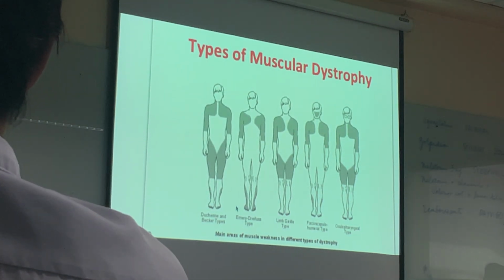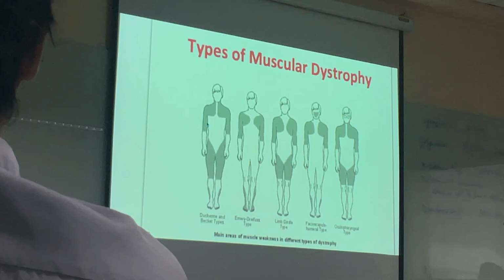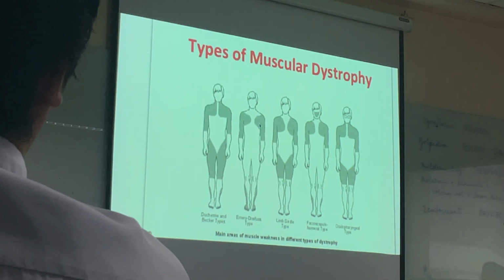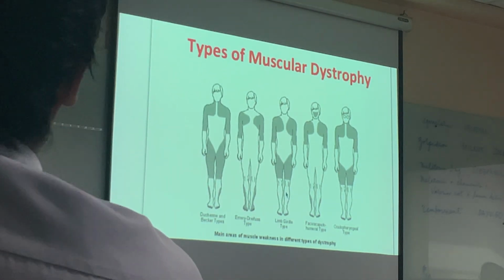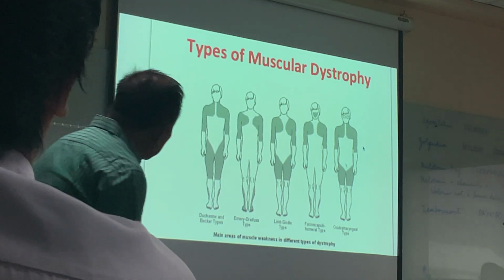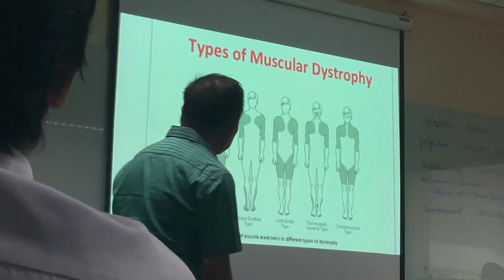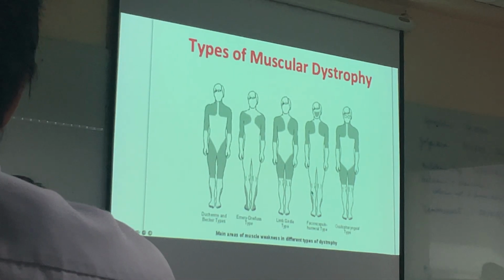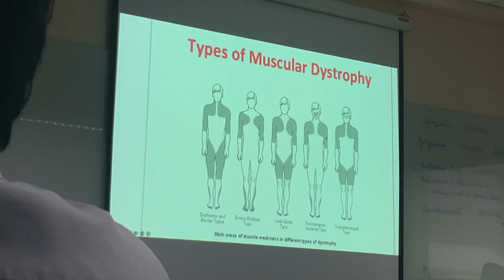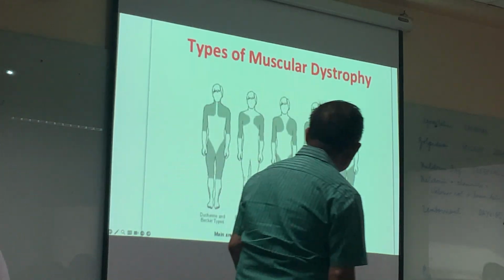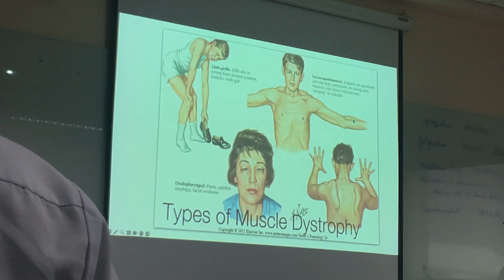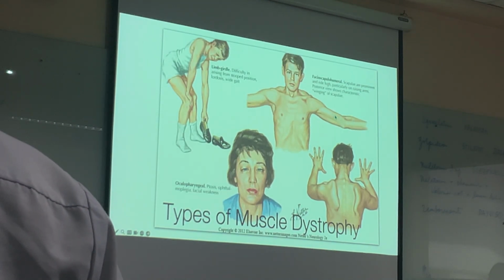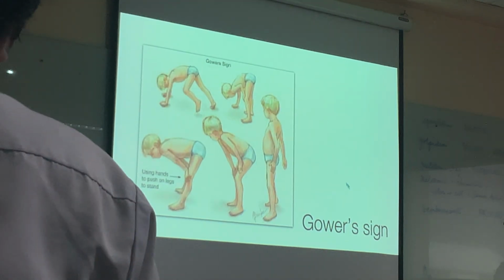So, Duchenne, limb-girdle, Emery-Dreifuss, proximal, upper, and distal. Limb-girdle type, core, type 1. Facioscapulohumeral, and this one is oculopharyngeal because it involves the face. So, those are the types of muscular dystrophy. These are the pictures from Netter. This is the Gower sign.